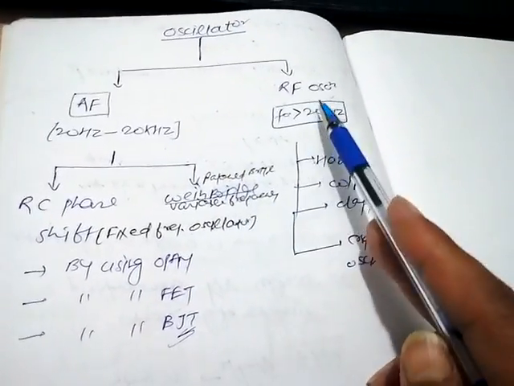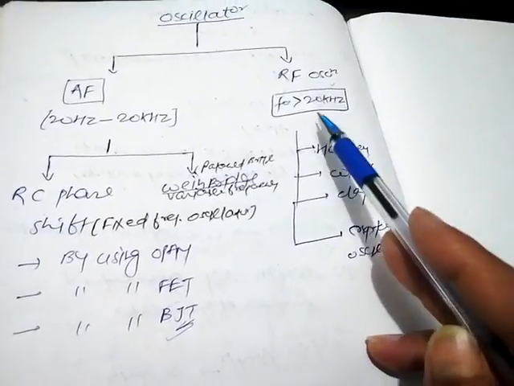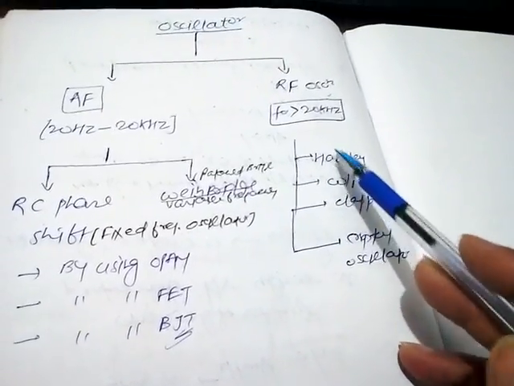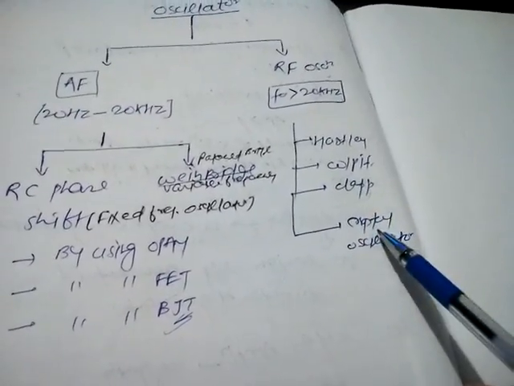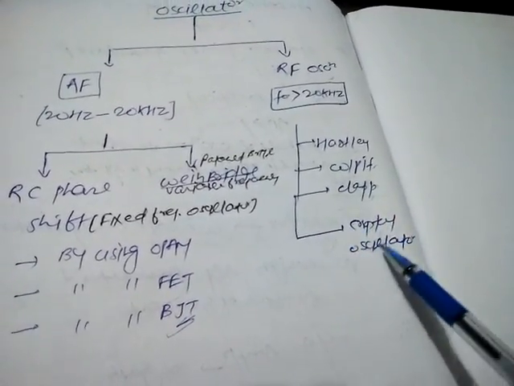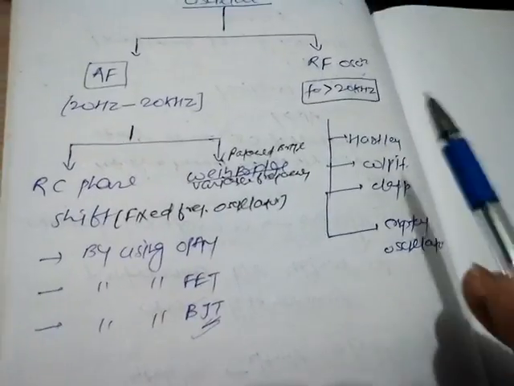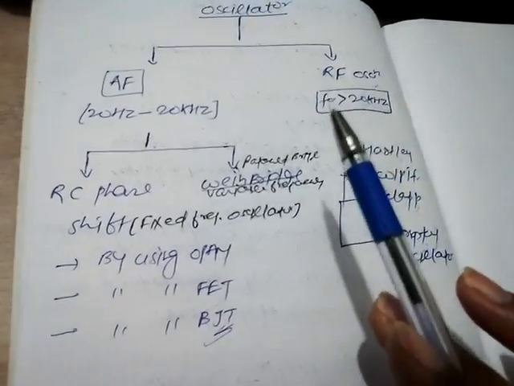Next, the RF oscillators. The types of RF oscillator are Hartley, Colpitts, Clapp, and crystal oscillator. In all this discussion you get the point of the oscillator.